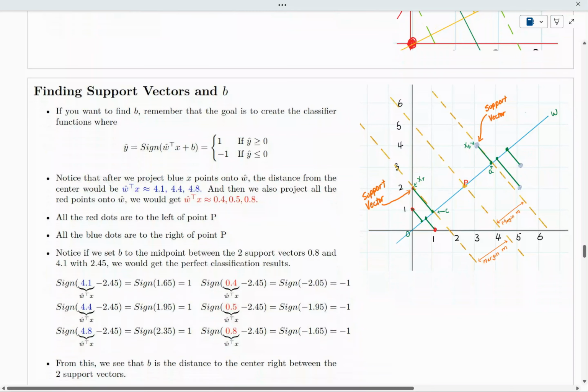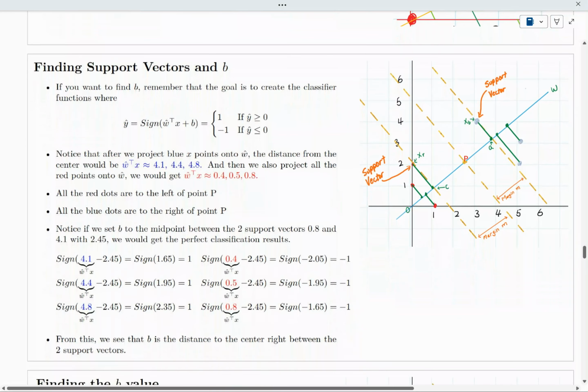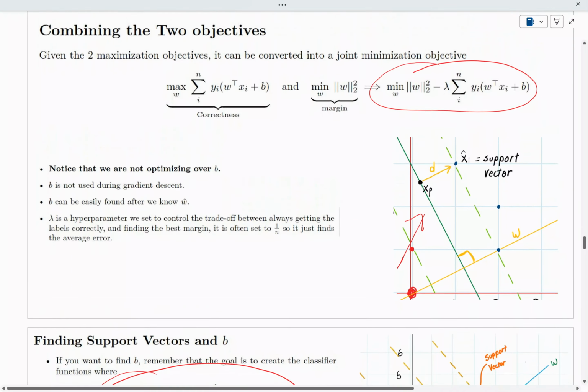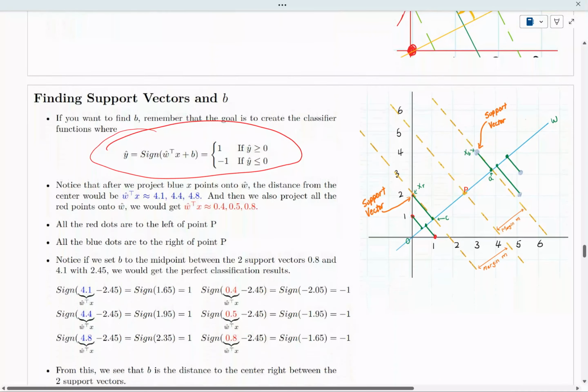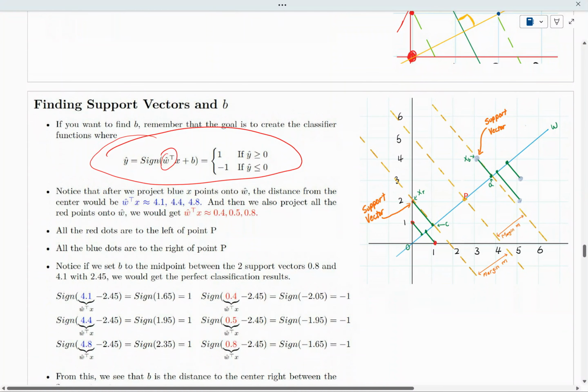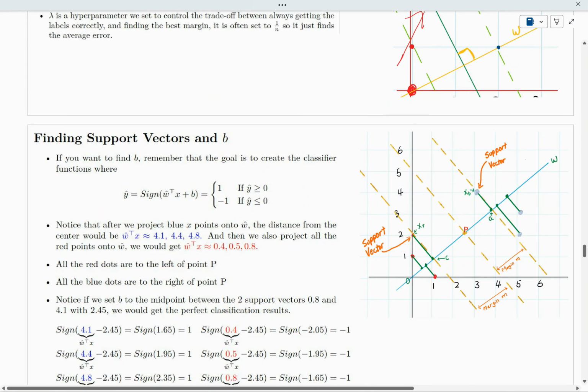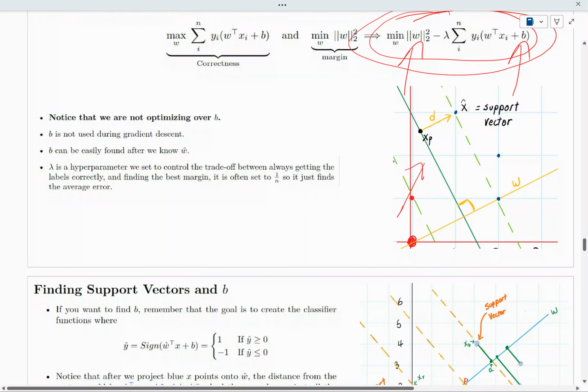Okay. So finding the support vectors, B. Over here, we just basically figured out the objective we need to minimize in order to find W. So now let's assume that we found W. Then we still need to know B, right? If we know W, we still don't know B. So how do we go about finding B? Because when we take the derivative, the B actually cancels out. So there is no B. You're only finding W.